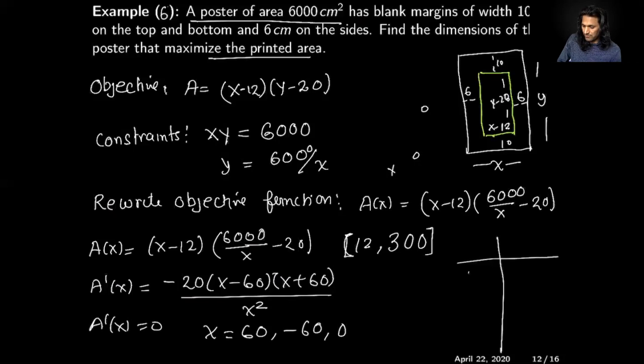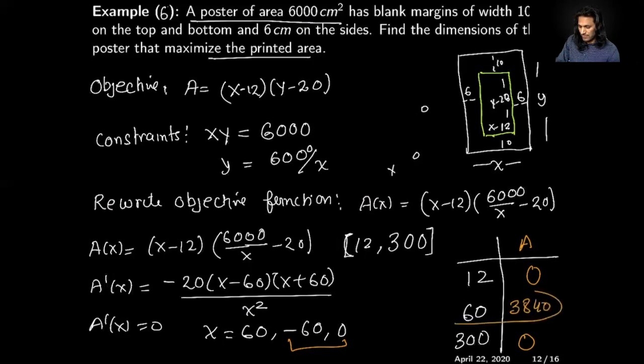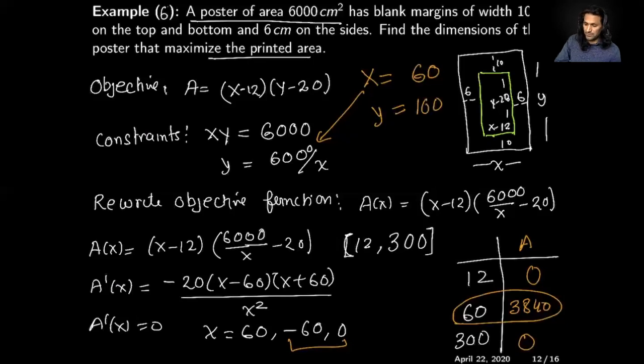Since this is a closed interval problem, the domain starts from 12 and goes to 300. The only critical value is 60, which is inside. These other two critical values do not belong to the interval, so I will ignore them. If I compute my printing area, at 12 it will be 0, and at 300 it will be 0, because there will be almost no width and no length. And this one gives you the maximum. So your x is 60, and when you plug x equals 60 here, your y will be 100. So your dimension is 60 times 100.